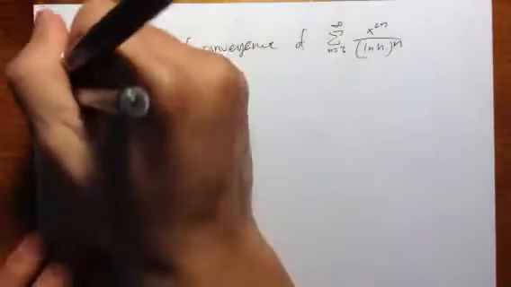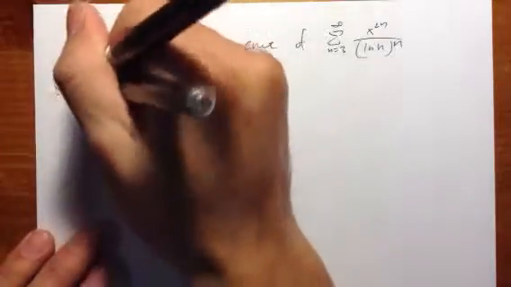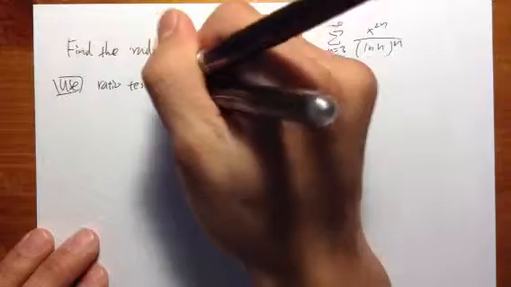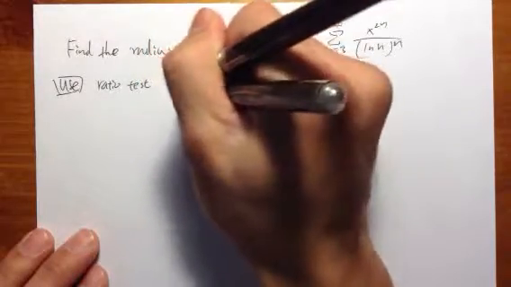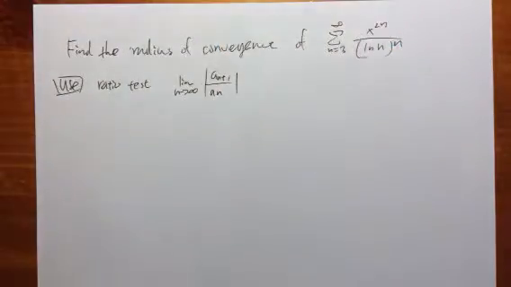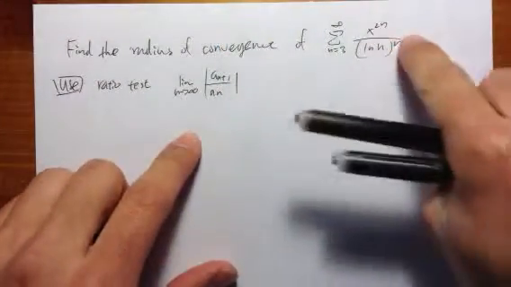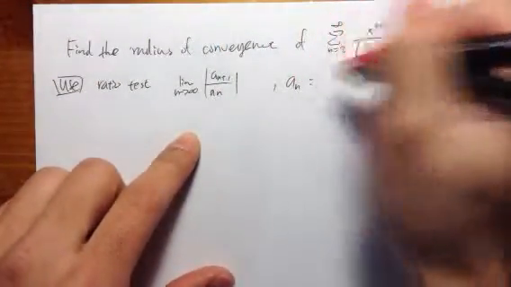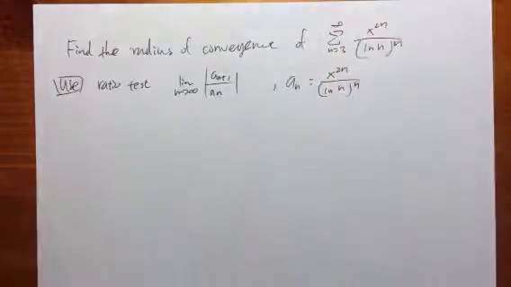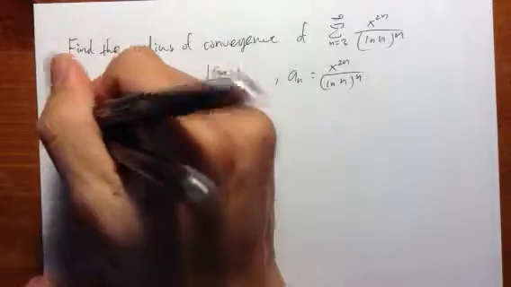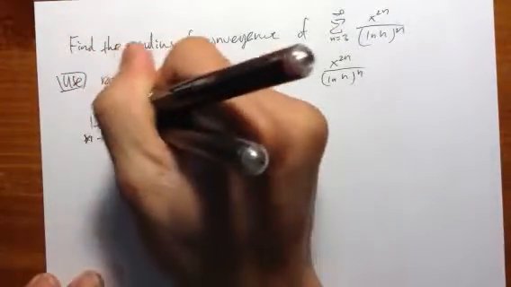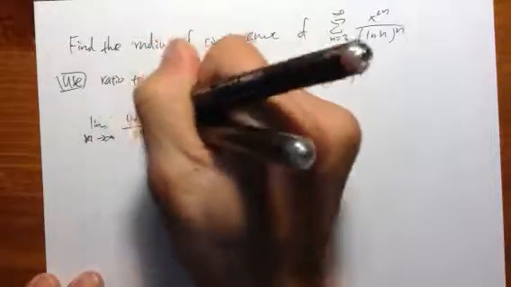Whenever you are trying to find a radius of convergence, we are going to use the ratio test, which says I want to calculate the limit as n goes to infinity of a_{n+1} over a_n, with the absolute value around it. And a_n is exactly this. So let me make a note: a_n is equal to x to the 2n over (ln n) raised to the nth power on the bottom.